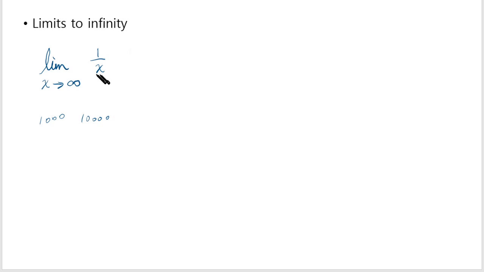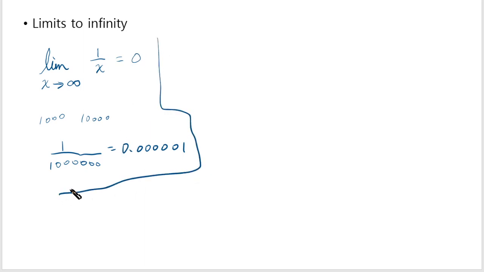So what happens to this value when you plug in a million, for example? Well, that's going to be a very small value, right? So that's going to be like 0.5 zeros and then 1. So you can see that as x gets bigger and bigger and bigger, this should give you 0.